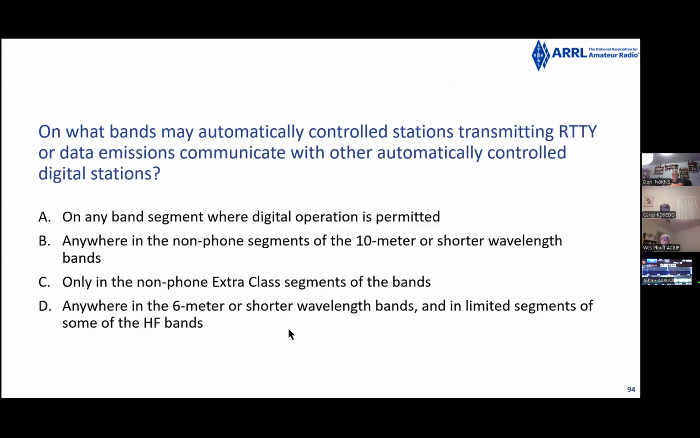A. No, the answer is D. And again, this is a little bit of a tricky question because when you're operating on HF, the automatic station can only talk to you in limited segments of the HF bands. On VHF and up, that limitation isn't there, but on HF, the automatic stations can only transmit in these narrow 5, 10, 15 kilohertz segments.